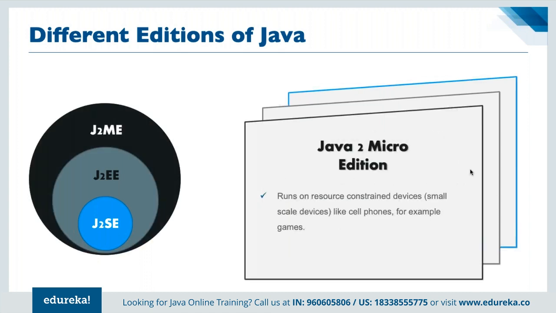Then came Java 2 ME. It runs on resource constrained devices. For example, we have cell phones and games. We may have seen there are multiple games built on top of Java, right? We have multiple applications running on top of Java. Like earlier applications, we had the calendar, the to-do applications, the calculators, right? So these all are small scale devices, and we have multiple games coming up.